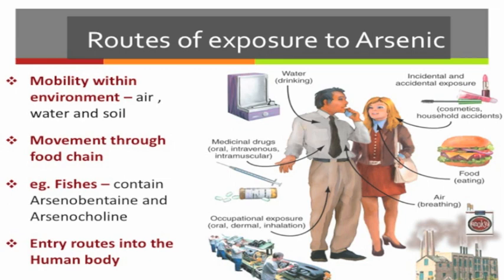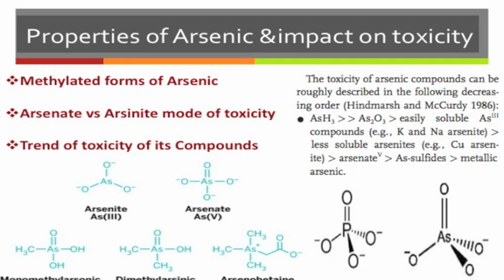Properties of arsenic and impact on toxicity. Inorganic forms of arsenic can be methylated to form monomethyl arsenic acid and dimethyl arsenic acid, which act as tumor promoters and co-carcinogens. While arsenate is a phosphate analog that interferes with phosphorylation, arsenite reacts with sulfur groups of proteins and inhibits biochemical pathways.